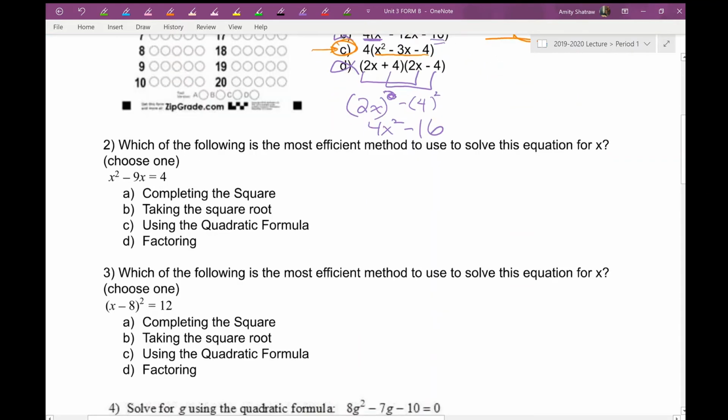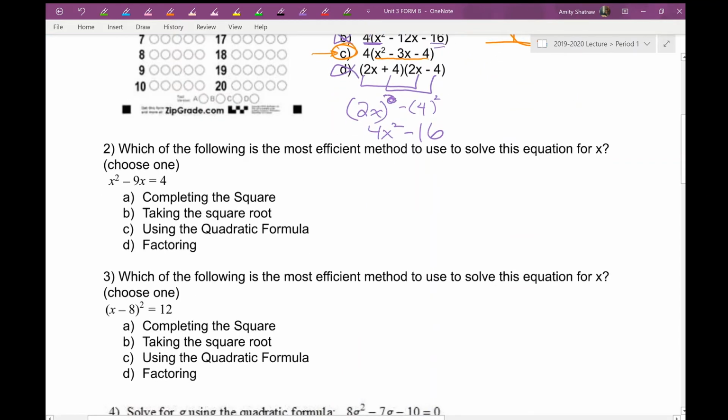For the next two problems, I'm taking these off of the test. I am changing them into an actual taking the square root problem. Okay, the reason why is because this one, 7% of all of the students who took this test got this question correct. It was a trick question.